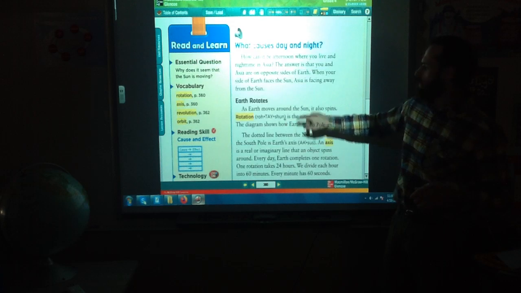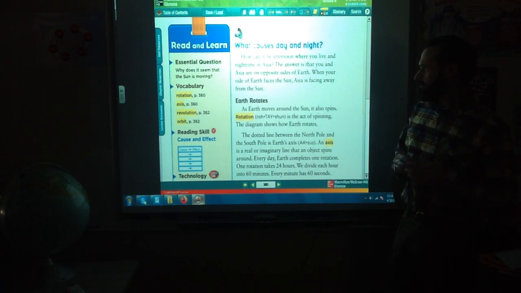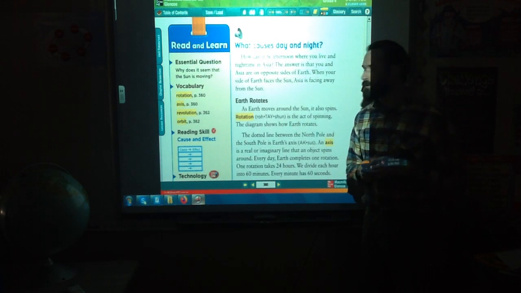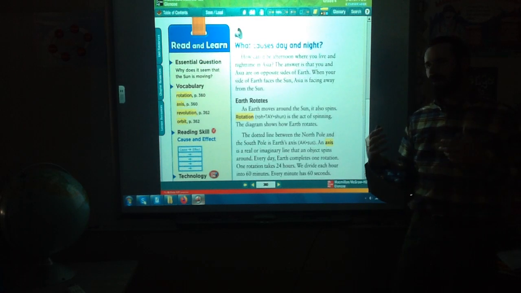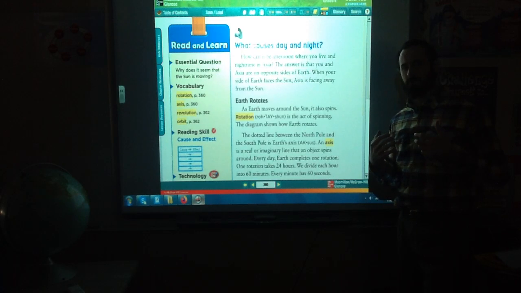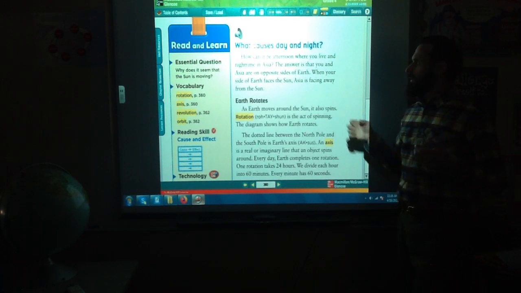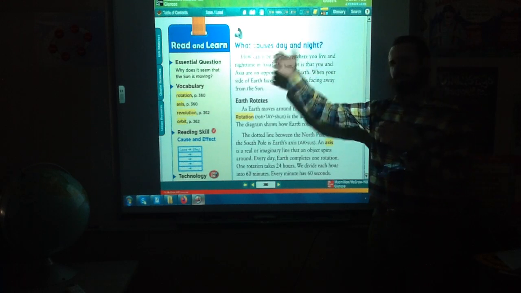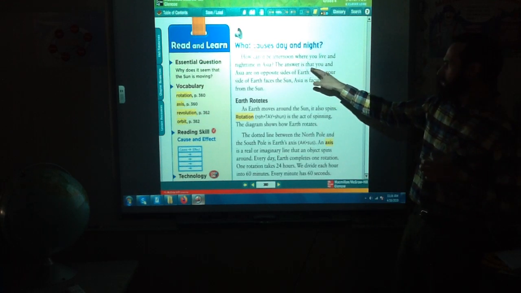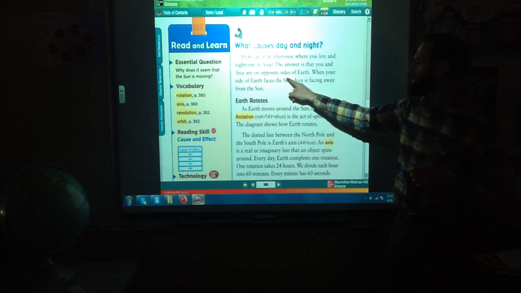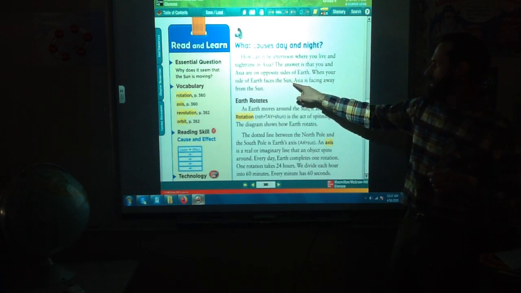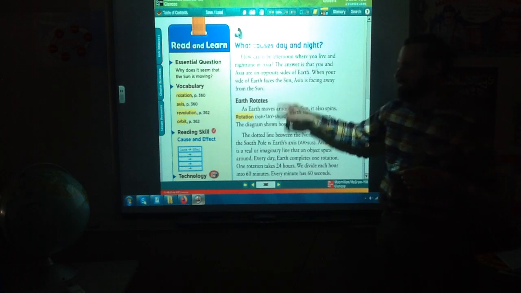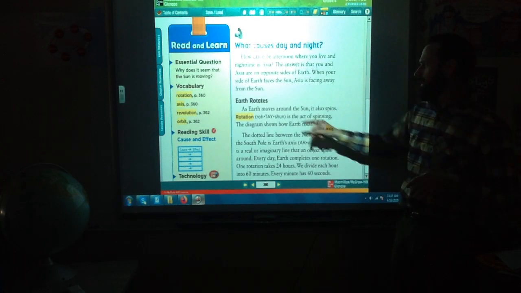It says, what causes day and night? How can it be afternoon where you live and nighttime in Asia? Like right now, we're coming up towards noon, or it depends what time of the day you're watching this. But in Asia, it's a completely different time. The answer is that you and Asia are on opposite sides of Earth. When your side of Earth faces the sun, Asia is facing away from the sun. I'll demonstrate that in a second.